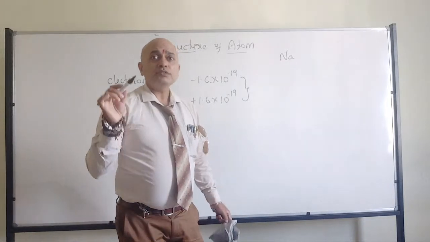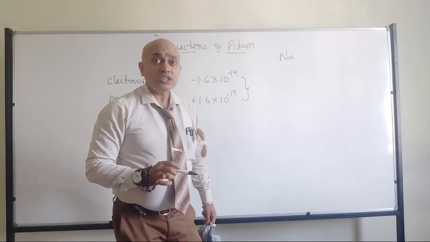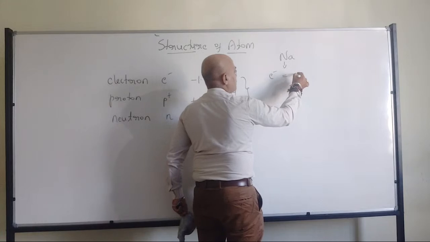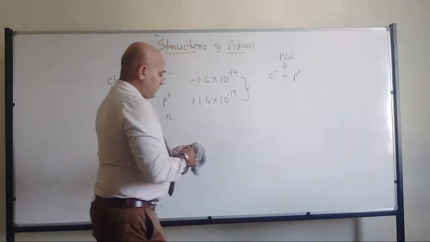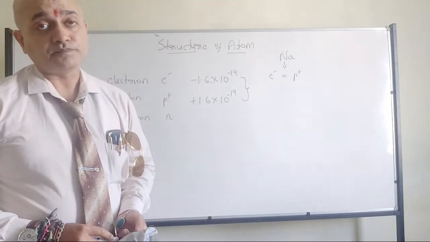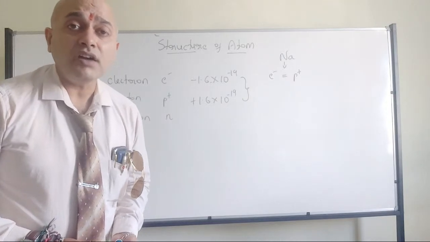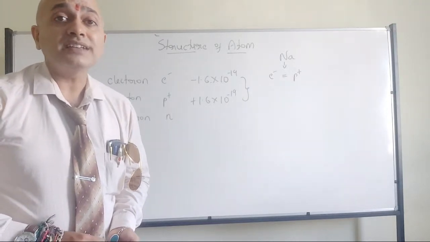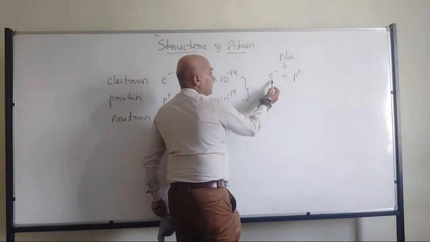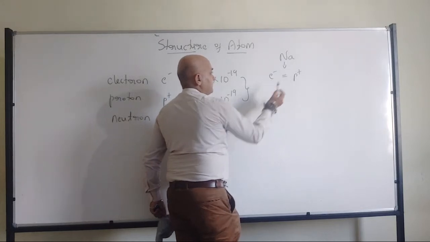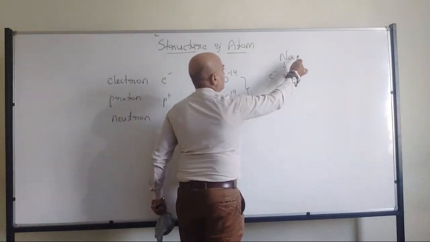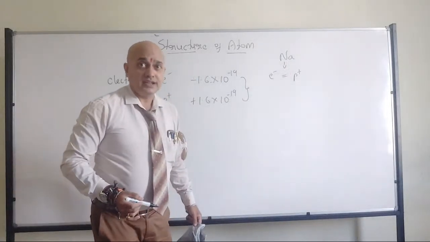So I am talking about the sodium atom. There is no charge, which means in this sodium the number of electrons should be equal to the number of protons. Neutron can vary, and does not have any charge. Therefore it is called neutron, neutral. So in an atom, electron and proton numbers will be equal. Since their charges are equal and opposite, the net charge on an atom will be zero. It will be neutral.